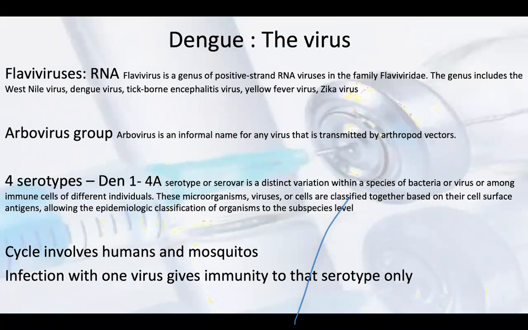Its cycle involves humans and mosquitoes. Infection with one virus gives immunity to that serotype. So once a patient is infected, it can induce immunity from that serotype only.